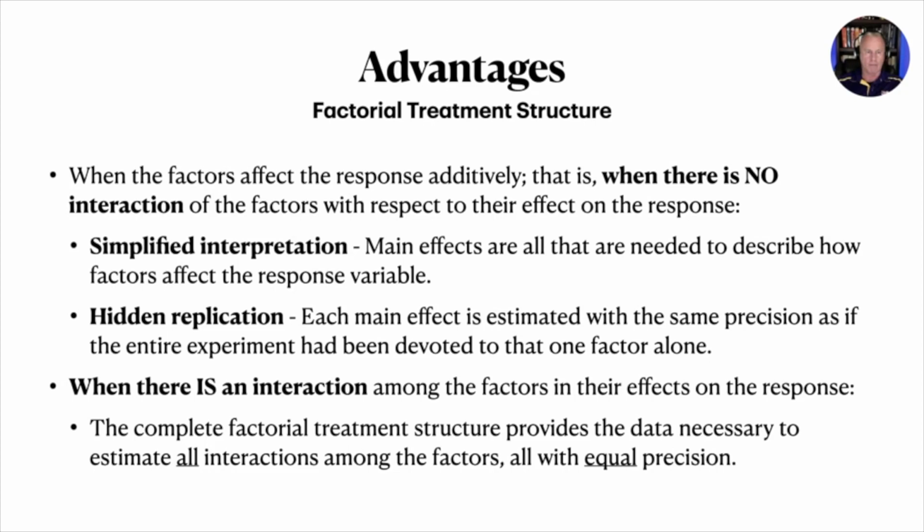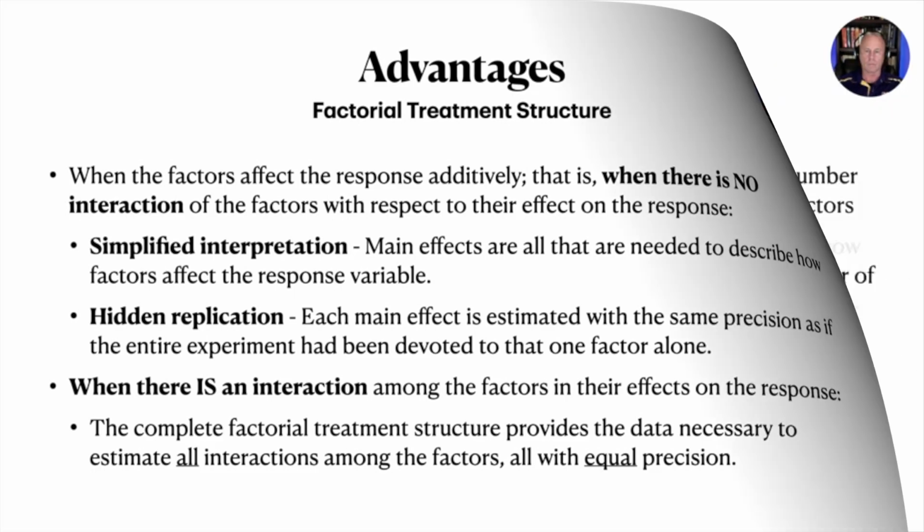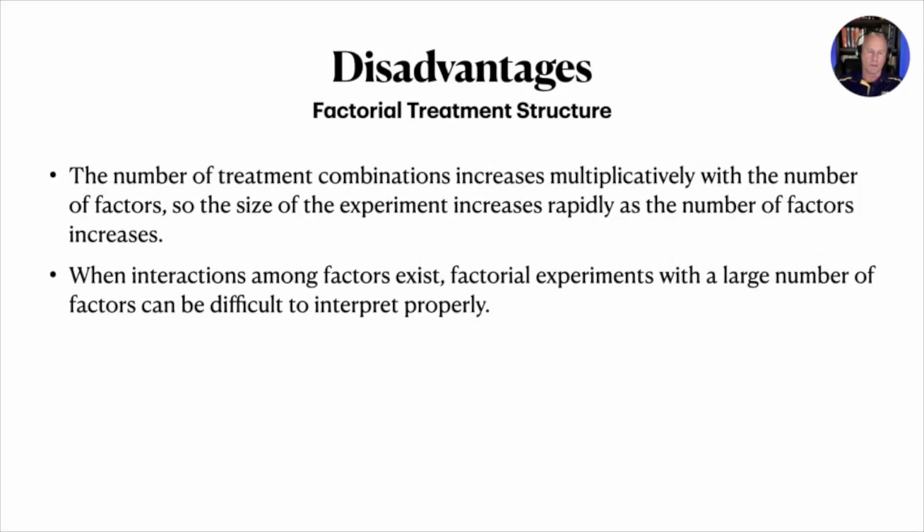But when using a factorial treatment structure, when there is interaction, the complete factorial treatment structure provides the data necessary to estimate all the interactions among all the factors and to estimate them all with equal precision. So that's another big advantage, another reason to use a factorial treatment structure as opposed to the one factor at a time approach. Now, what are some disadvantages?